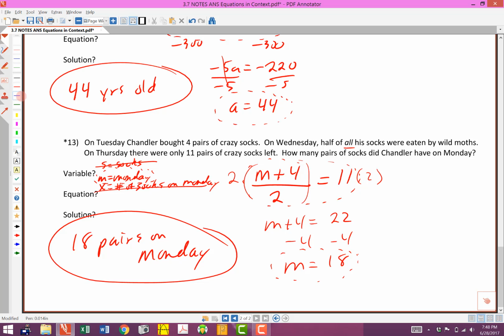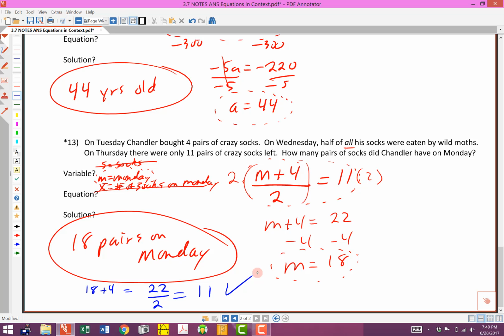But on this one, let's double check and make sure. Let's see, on Tuesday Chandler bought 4 pairs of socks. So if he started out with 18 and he added 4 to that, he would have 22 pairs of socks on Tuesday. On Wednesday, half of his socks were eaten by wild moths. So if we take half of them away, that would be 11. And on Thursday, there were 11 pairs. So this checks out. We got the right answer.